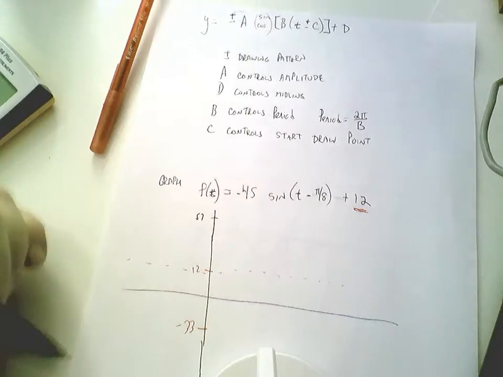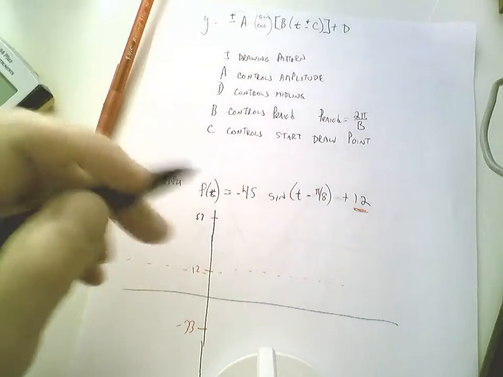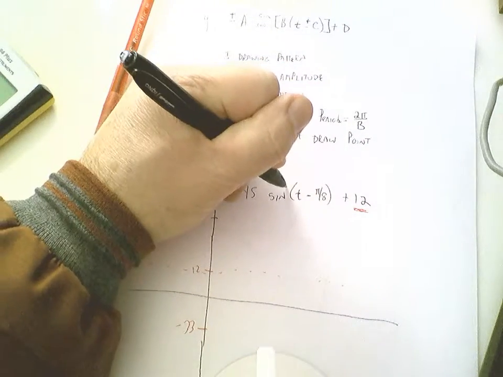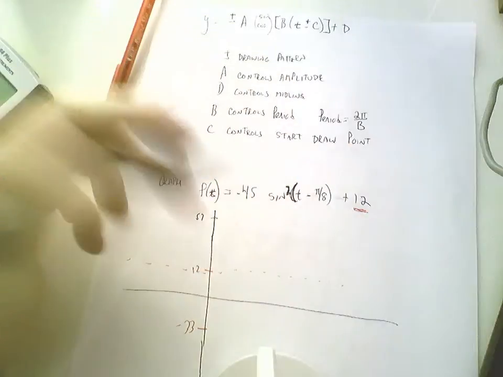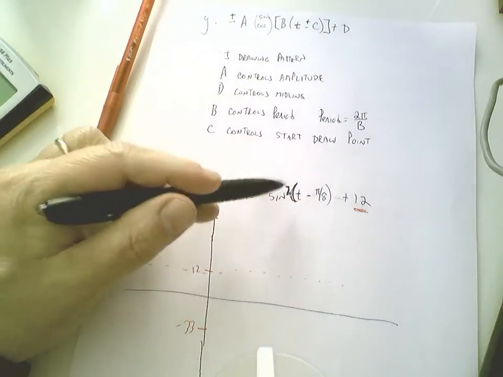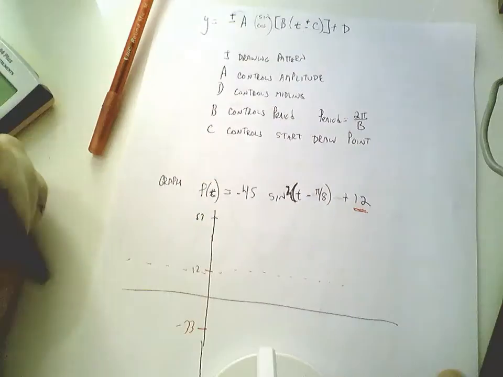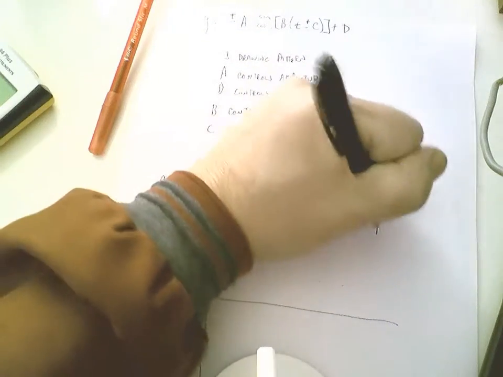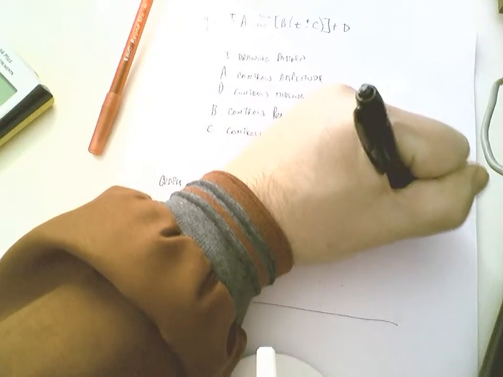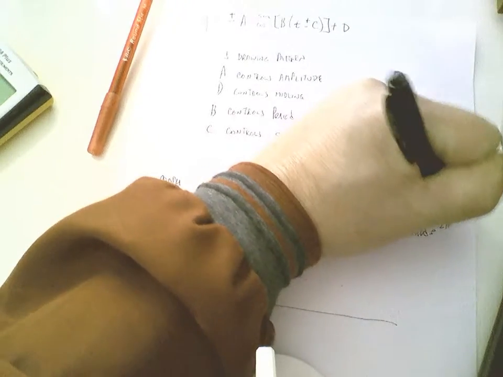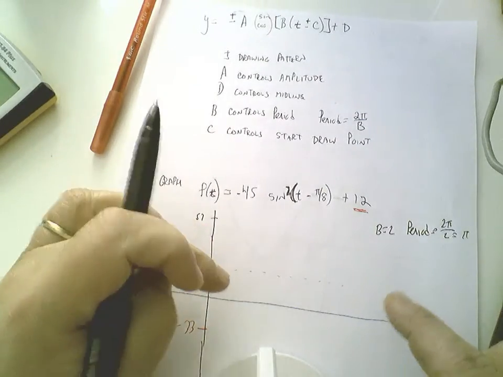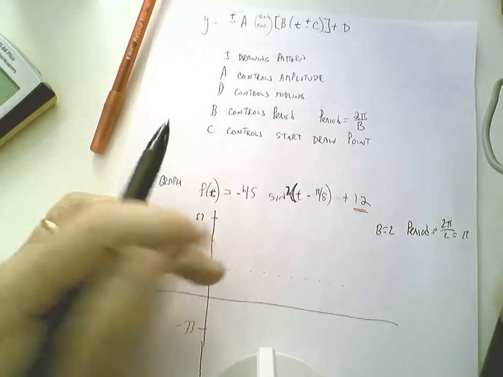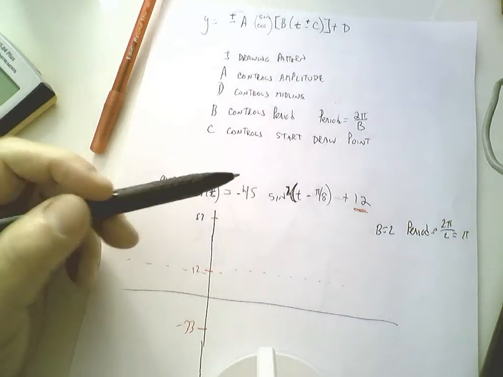So let's add a little wrinkle to this problem. Let me go ahead and change this. I want to make this sine of 2 times t minus pi over 8. You'll see why. With a value of 2 now, I am going to impact my period. B equals 2. My period is going to equal 2 pi over 2, or pi. So from wherever I start to draw to where I finish drawing, they're going to be separated by a distance of pi.